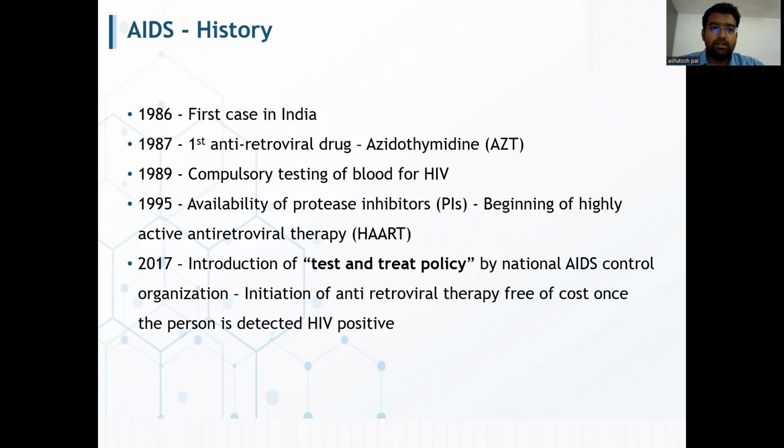Now, this is the history of AIDS in India. In 86, first case was diagnosed in India. In 87, first antiretroviral drug was used, azithromycin. In 89, compulsory testing for blood for HIV was started. In 95, availability of protease inhibitors, beginning of highly active antiretroviral therapy, HAART, was initiated. In 2017, introduction of test and treat policy by National AIDS Control Organization was initiated, whereby initiation of antiretroviral therapy is free of cost once the person is detected HIV positive.